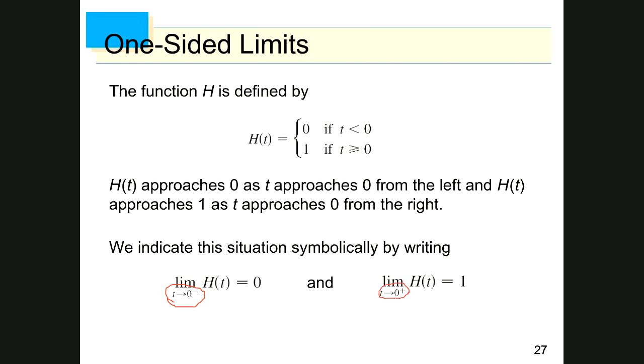As t approaches 0 from the left, it means we're looking at this first piece there. You see your output there is 0. And as t approaches 0 from the right, it means t is strictly greater than or equal to 0. Therefore, your output is 1. And that's how they got this result here.